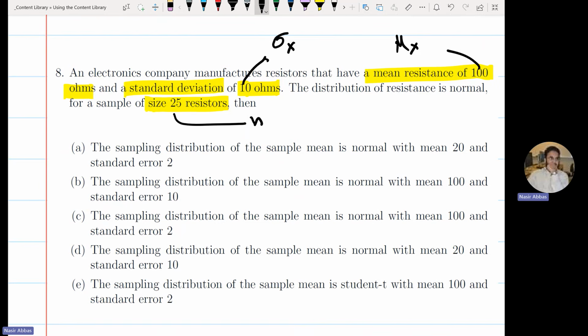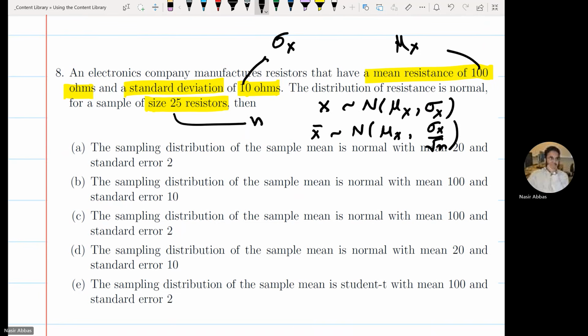So let's decide about these 4 options. With mean what? This is what you said in chapter 7. If X is normally distributed with mean mu X and sigma X, then X bar will also be normally distributed with the same mean, but sigma over square root of n, right? Now, which one is correct? X bar will have a mean of same 100, but the standard deviation should be 10 divided by square root of 25, which is 5. Standard deviation should be 5.